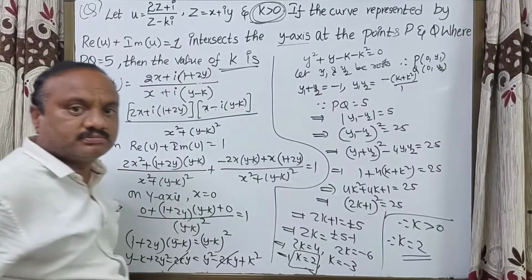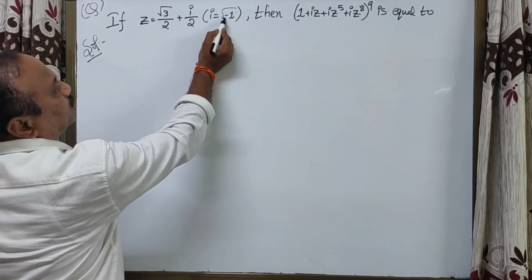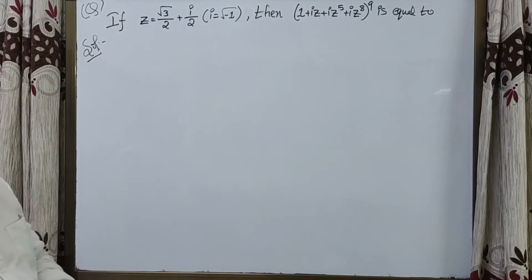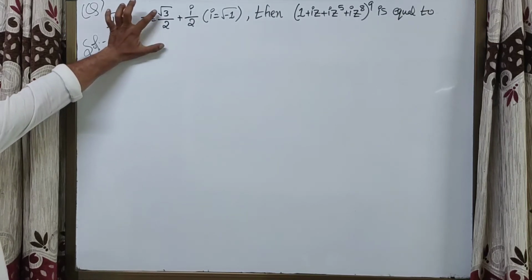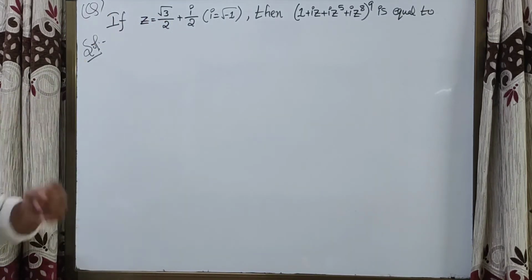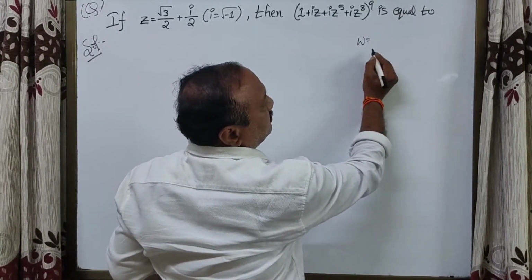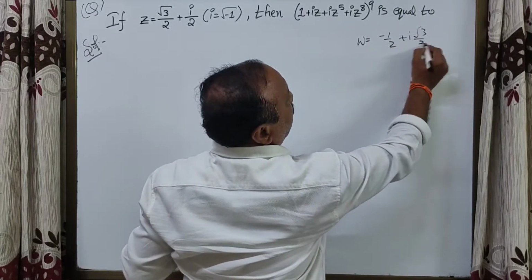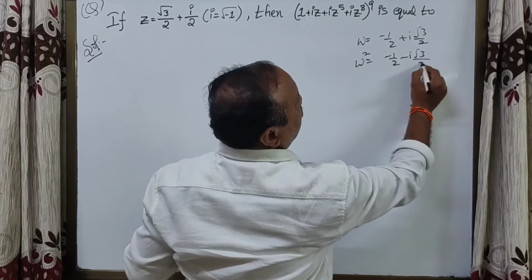This is the answer. Here given z equal to root 3 by 2 plus i by 2, where i equal to root of minus 1, then he wants the value of (1 + iz + iz power 5 + iz power 8) whole power 9. Students, by observing this z value, here you have root 3 by 2, 1 by 2. See, from cube roots of unity, omega value is minus 1 by 2 plus i root 3 by 2. Omega square value is minus 1 by 2 minus i root 3 by 2.